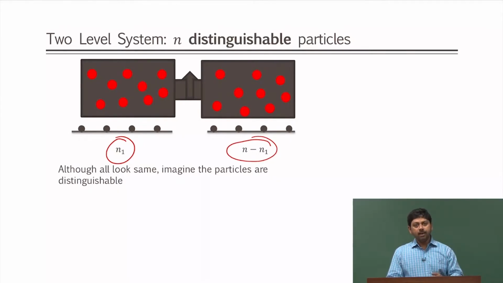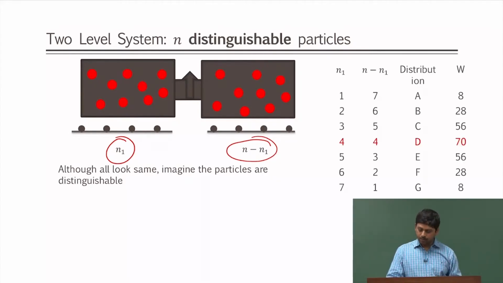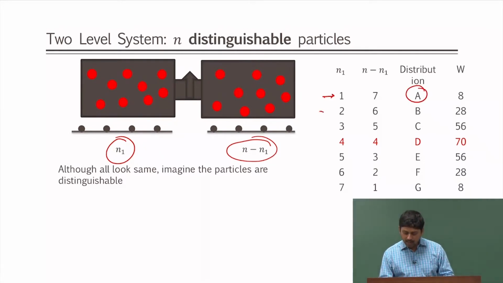So, whatever may be the situation, let us put some particle in one box and some other particle in another box. How many possible ways you can do that? I can put 1 particle in box 1, therefore 7 particles will be in box 2. Let us call that distribution A. That is one way of distributing n particles. I can have 2 particles in box 1 and 6 particles in box 2. That is another way of distributing it. Let us call that distribution B. I can have 3 particles in box 1, 5 particles in box 2, distribution C, 4 particles in box 1, 4 particles in box 2, distribution D.